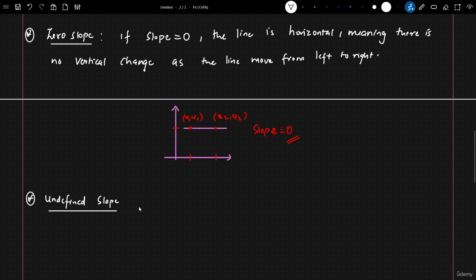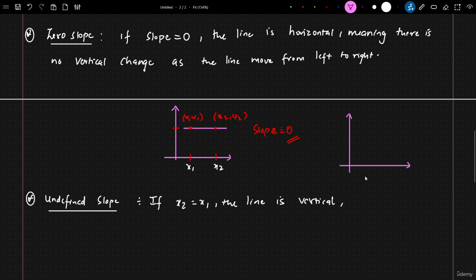Undefined slope. Now, in an undefined slope, let's say I have two coordinates of x. If x2 is equal to x1, let's say this is my x1, this is my x2, that basically means the line is just going to be vertical, right? The line is going to be vertical. And here, if I have a line which is just vertical, so here I have my x1 and x2. So let's say this is my point, which is representing x1 and also x2.